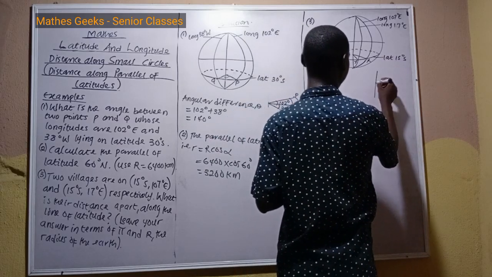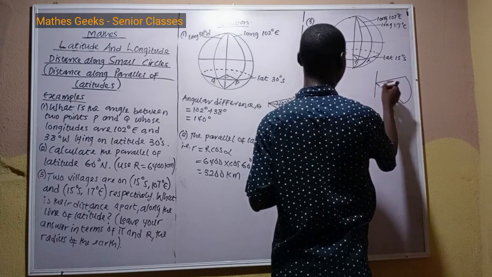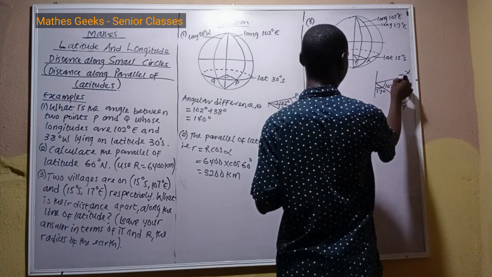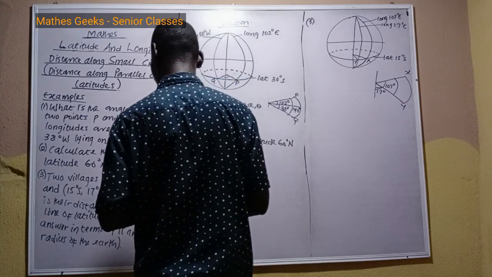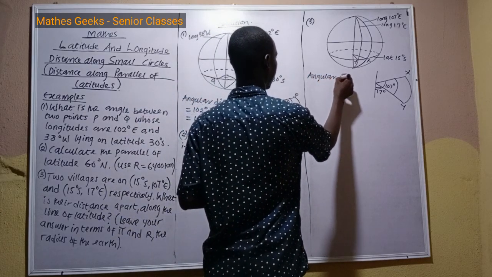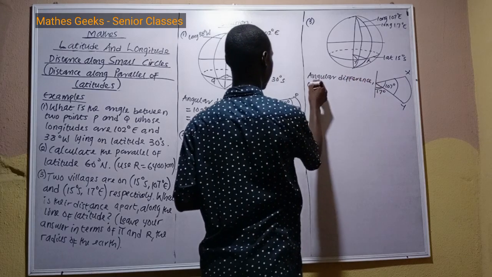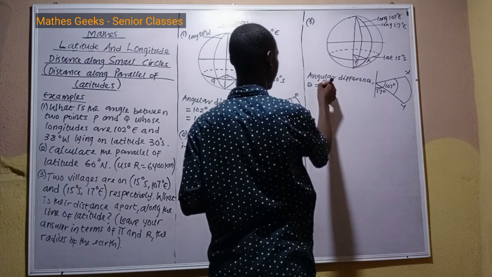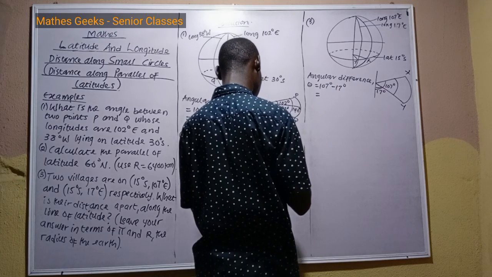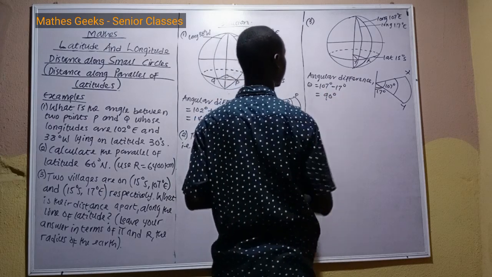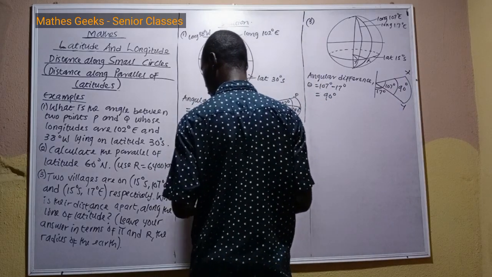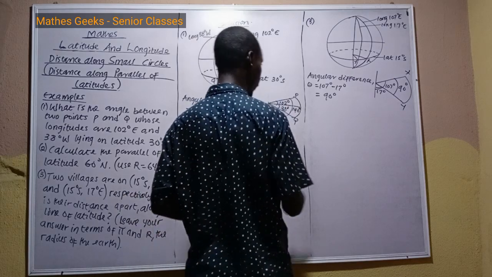So now we have this. X and Y. So here's 17 degrees, 107 degrees. What's XY? The question says, respectively, what is their distance apart along the line of latitude? So first of all, let's get the angular difference theta. They're on the same side of the globe, so we subtract 107 degrees minus 17 degrees, which is 90 degrees. So here's 90 degrees.